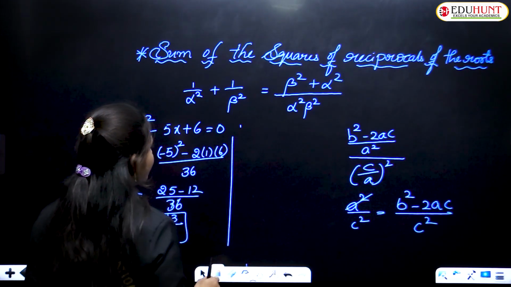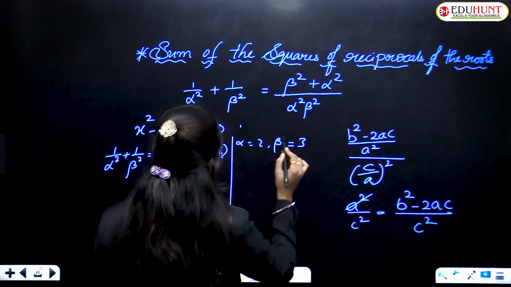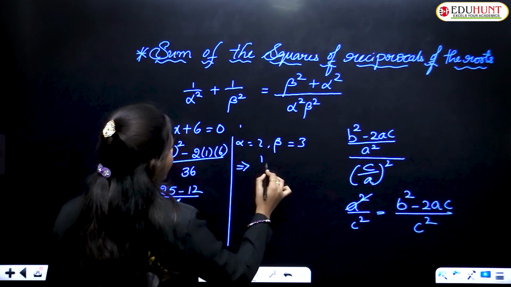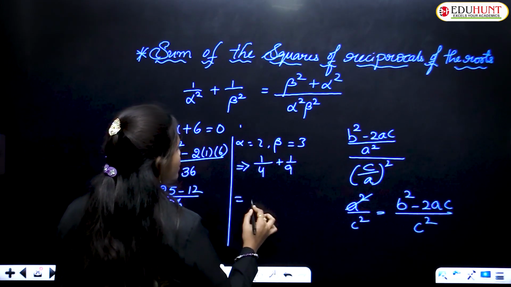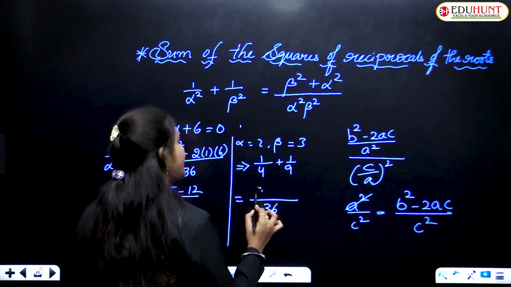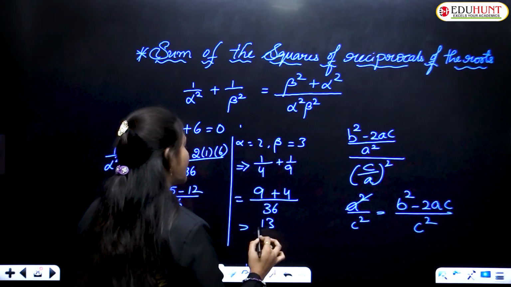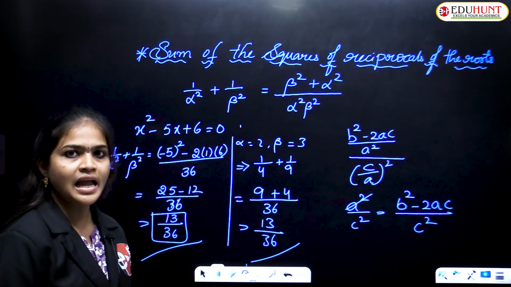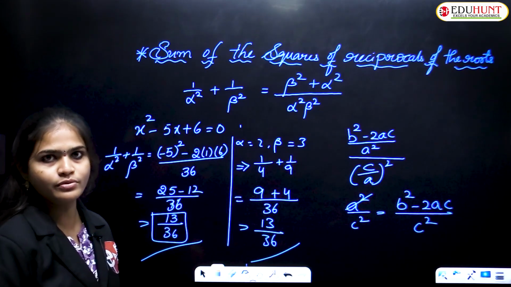So let us check those values. We know the roots are 2 and 3, so alpha is equal to 2, beta is equal to 3. By using this formula, 1 by alpha square means 1 by 2 square is 1 by 4, plus 1 by beta square is 1 by 9. So 36 is the LCM, and the numerators are 1 into 9, 1 into 4. So 9 plus 4, 13 by 36. So here also we got the same result. Am I clear, children? So this is the sum of the squares of the reciprocals of the roots.